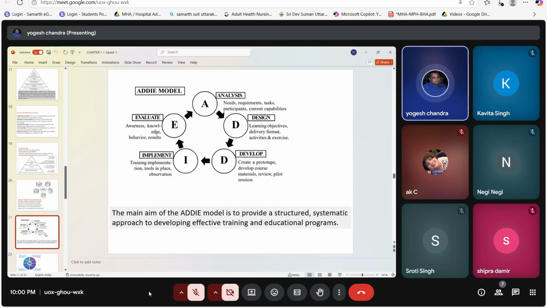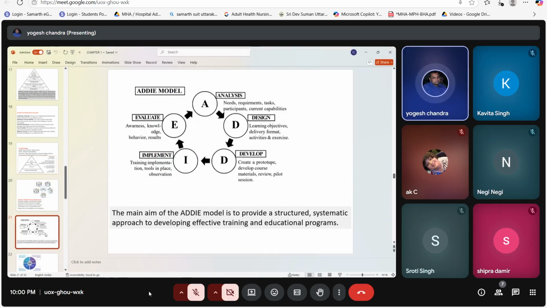All the models, if you look at the basics, are going to do the same things. This is also the elaborated part of the CURT model, that is the three-stage model. Analysis: first you have to identify the need, the requirement, and the current status. Then you have to set your objectives and all that kind of thing.